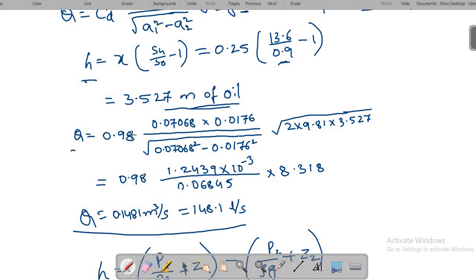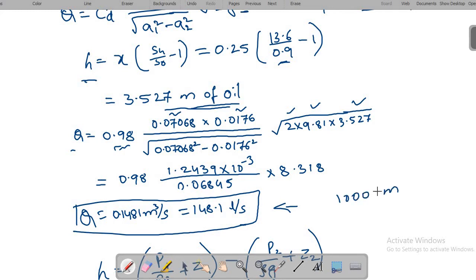Q is equal to CD into A1 into A2 divided by root of A1 square minus A2 square into root of 2GH. So CD is 0.98, A1 is 0.7068, A2 is 0.0176, and A1 square minus A2 square. I will substitute all those things, and upon calculation I got the discharge as 0.1481 meter cube per second, which is 148.1 liters per second.